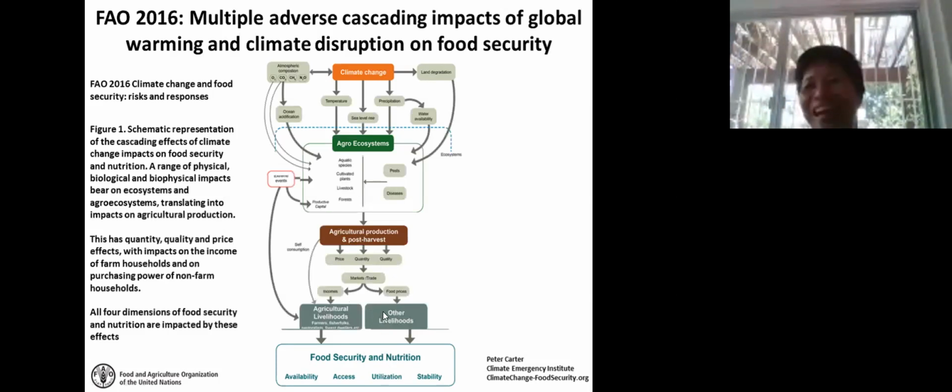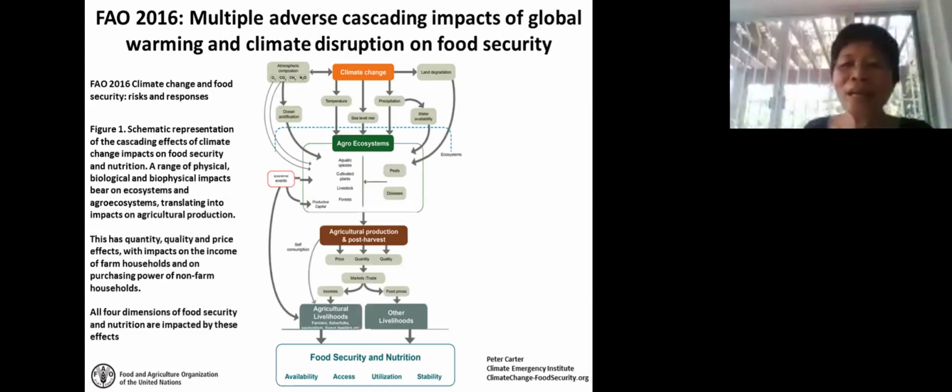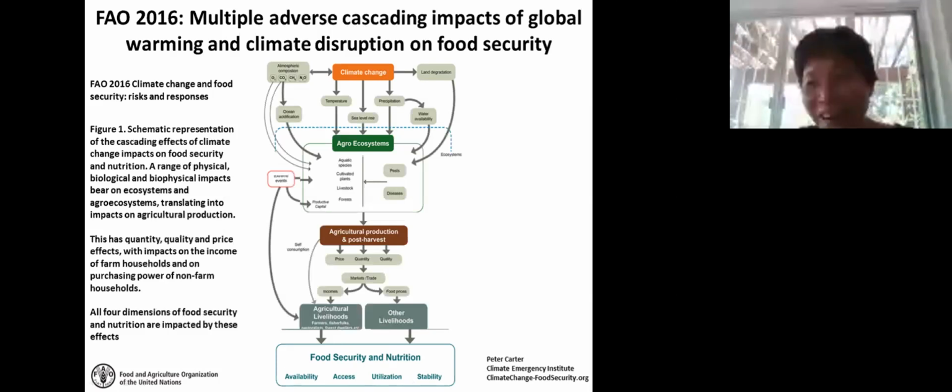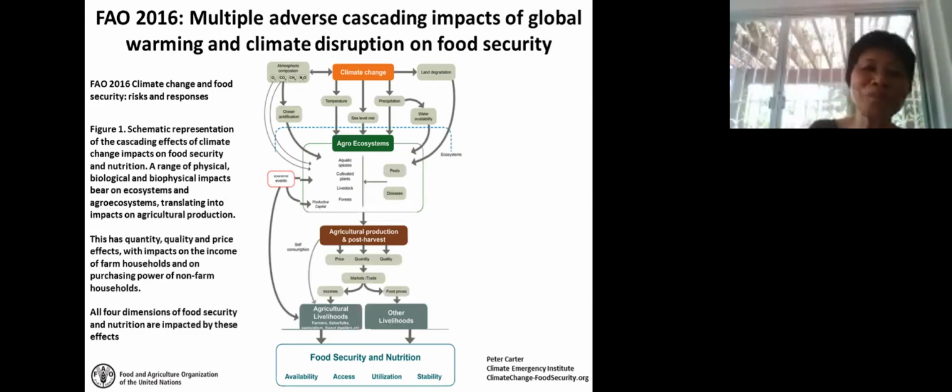This is connected. I am connecting food security with climate change using this diagram that I borrowed from Peter Carter. And I think it really fits in so well with what we have actually discussed earlier. Can you see it? This is what we discussed earlier. This is the what. Now, I am putting in climate change: how it affects the agroecosystem, how it affects the agricultural production and post-harvest, and how it affects agricultural livelihood and other livelihood and the food security and nutrition. Now we are connecting climate change with food security and nutrition. Do you have any question?